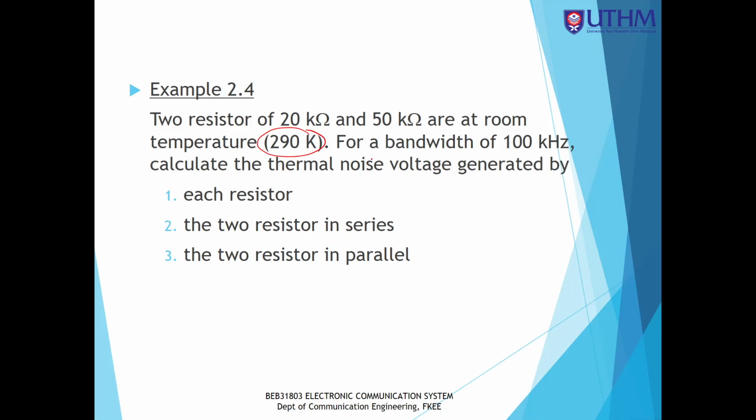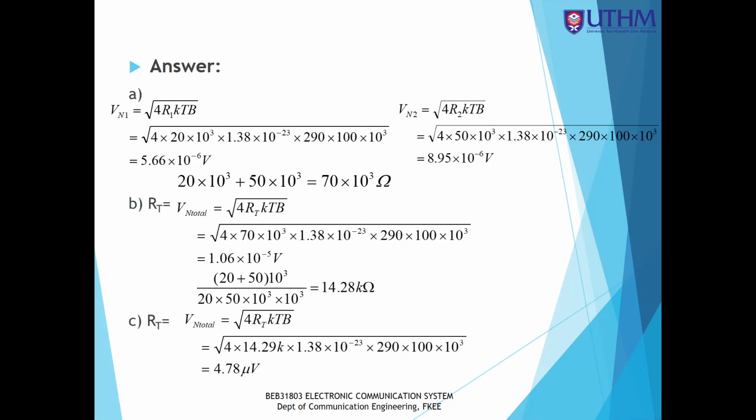For a bandwidth of 100 kilohertz, calculate the thermal noise voltage generated by each resistor. So you need to calculate the thermal noise voltage for the 20 kilo ohm and also the 50 kilo ohm, each resistor, one by one for the first question. For the first question, you need to calculate the noise voltage for the first resistor, the 20 kilo ohm resistor.